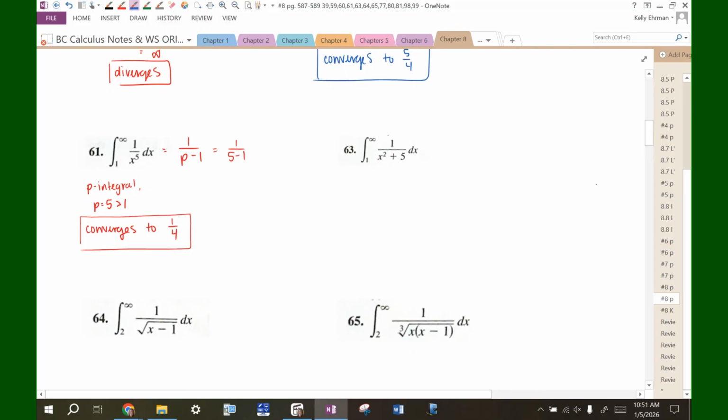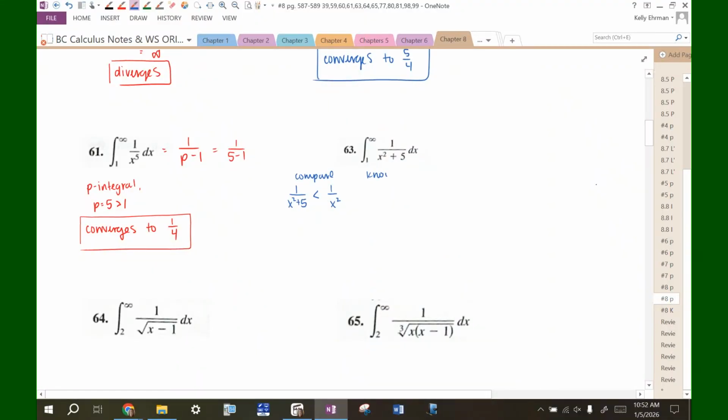Okay, it's so close to a p integral that the plus 5 is messing things up. So let's compare to the p integral expression. Let's compare 1 over x squared plus 5 to 1 over x squared. What is the relationship between these? x squared plus 5 is a larger denominator, which means it's a smaller fraction overall. Like 1/10 is smaller than 1/5. So this is less than.